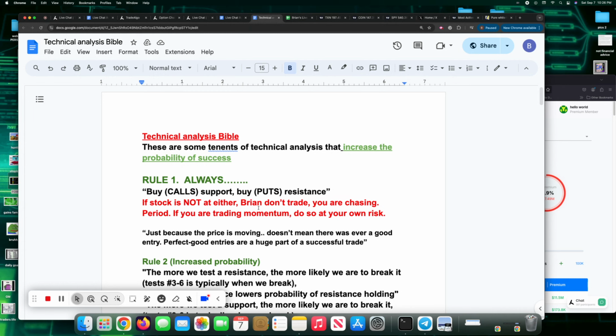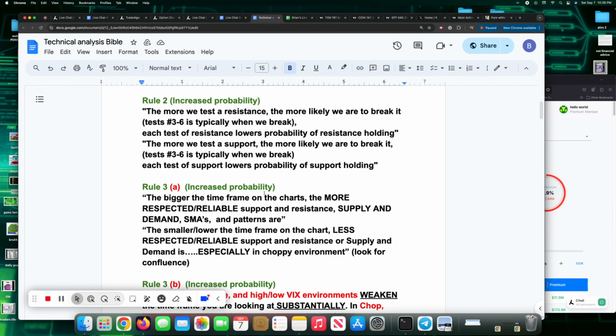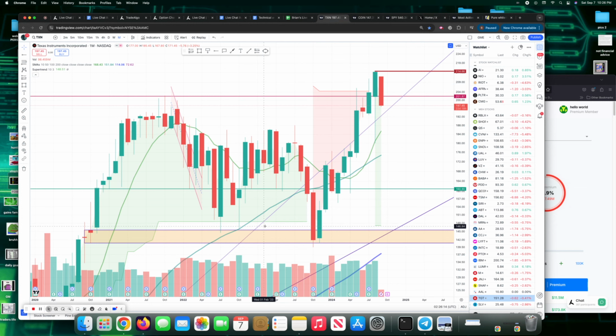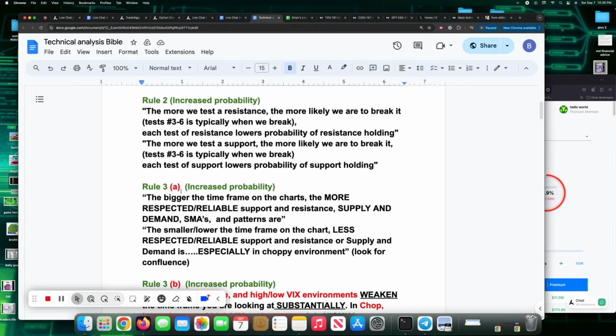So I read this every day so my brain is primed on what to look for. And the reason I bring this up is because we are starting to draw our supply and demand on the monthly time frame, and picked an awesome example. And the bigger the time frame on the charts, the more reliable a support, a resistance, a supply, a demand zone, the one we just drew, a simple moving average, everything is going to be more reliable on the monthly than the weekly, on the weekly than the daily.